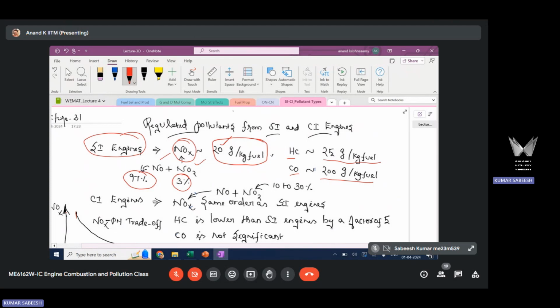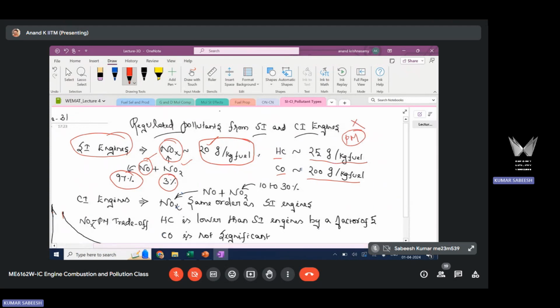As you can see, there is no particulate emission from a spark ignited engine. You have only these 3 primary pollutants, NOx, HC and CO, out of which NOx includes primarily NO, not NO2. NO2 is negligible. Why is there no particulate emission from an SI engine? Because of the homogeneous mixture of fuel and air. So we have homogeneous mixture combustion in spark ignited engines.